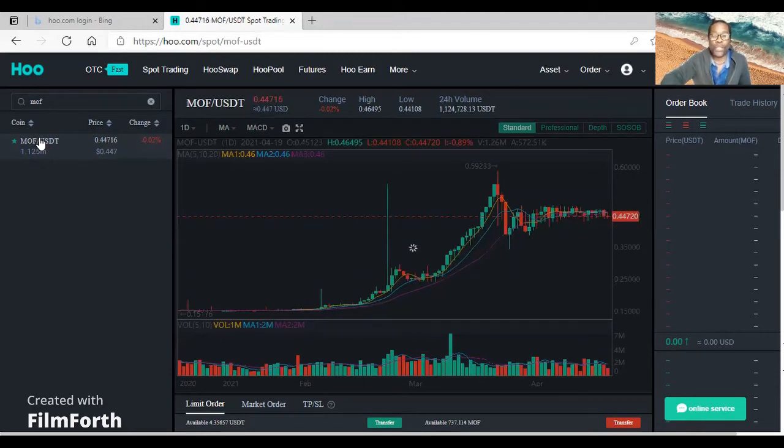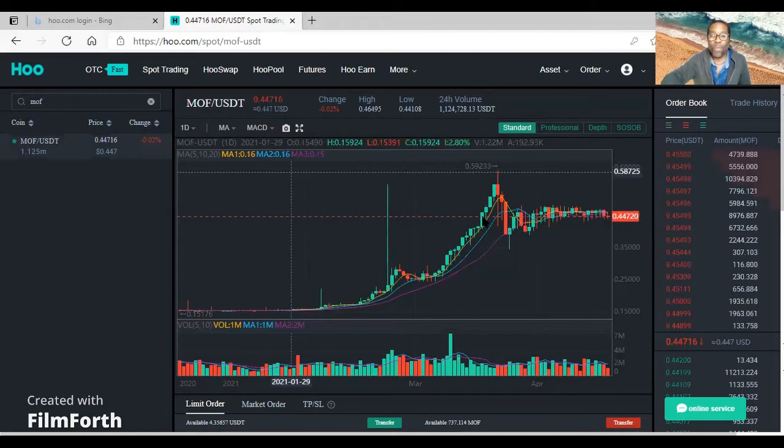You can see now, when I withdrew yesterday, it was within the range of 0.42 or 0.43, I believe. I can check that up, but now it is selling at 0.44876. That is what you will get by trading one MOF.